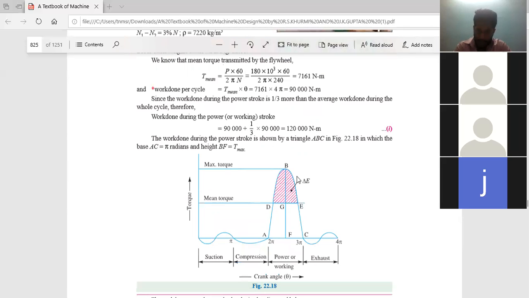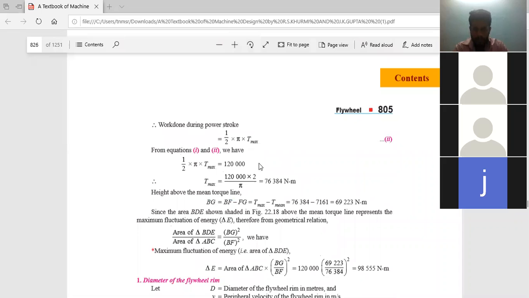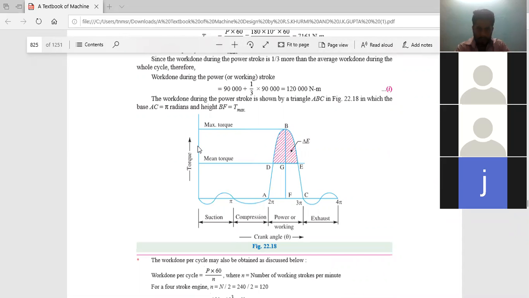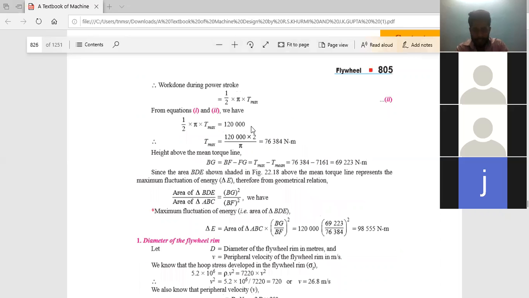But from the diagram, I can write that the work done during this power stroke is nothing but the area of this triangle, which is half into base into height. Half into base is pi, into height BF, which is T max. And this is equal to 120,000 Newton meter. Yes or no? Yes, sir. So T max will be 120,000 into 2 divided by pi. So this much is the value of T max, that is 76,384 Newton meter. That means this height is 76,384. Is it clear till this much?